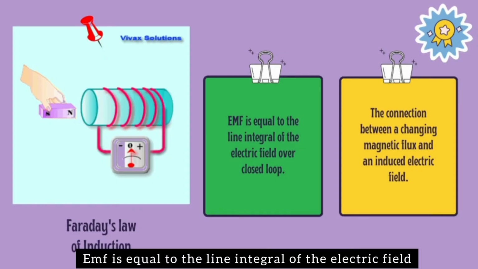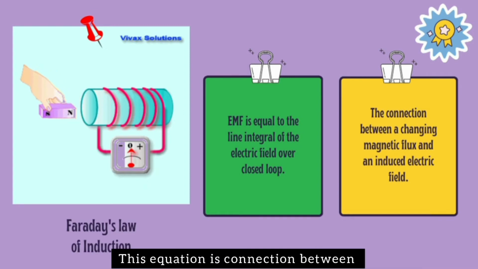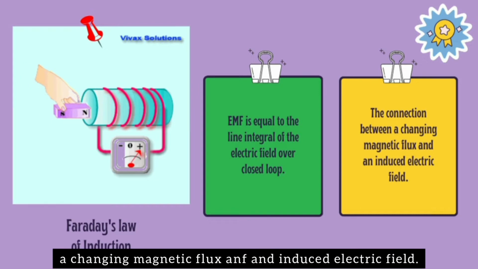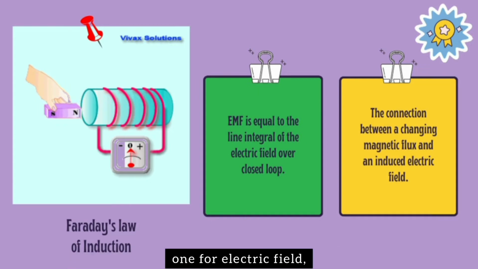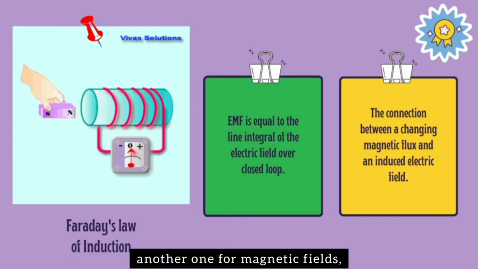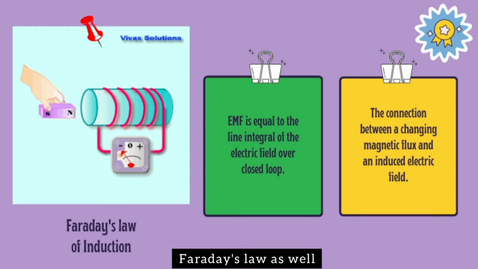The EMF is equal to the line integral of the electric field over a closed loop. This equation is the connection between a changing magnetic flux and an induced electric field. The first and second equations are similar, one for the electric field and another for the magnetic field, so there must be an equation complementing Faraday's law as well.